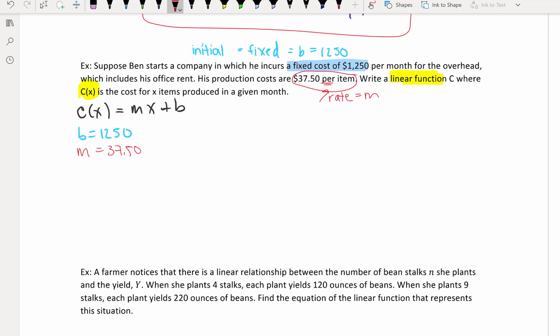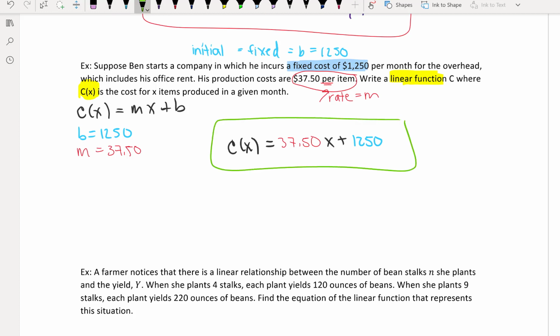So what's really nice about this is that we didn't actually have to calculate anything. We just had to understand our vocabulary. We had to understand what was going to be my b value and what was going to be my m value. So now I'll plug all of these in. So I have that my C of X is equal to my m value, which is 37.50 x plus my b value, and my b value is 12.50. And so that ends up becoming my final answer.